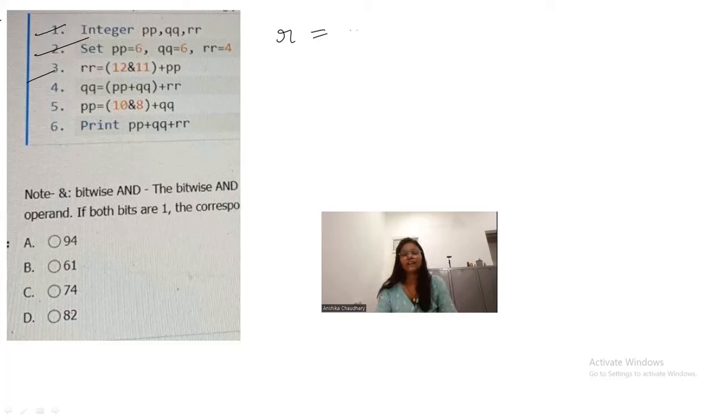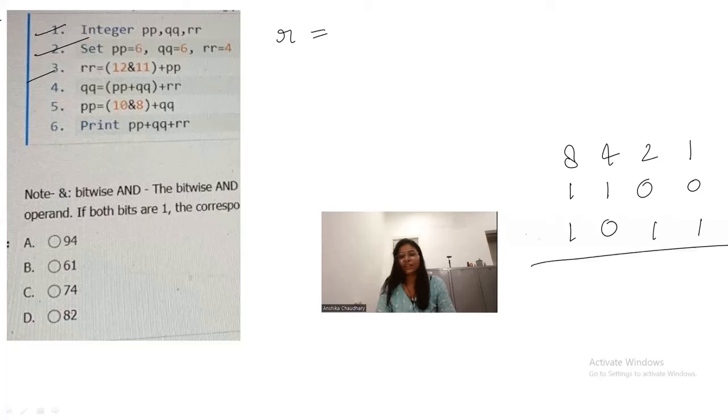So 12 and 11. So let's first convert them into binary. Why? Because this is the bitwise AND. So we need to convert them into binary. So 12 in binary will be 8421. This is the shortcut to convert them into binary. So to make 12, what will we do? We will use 8 plus 4. So we will mark the 1 and 1, and the remaining places are 0. And for 11, 8 plus 3, right? So 8 plus 3, and this one is 0. So let's find out the AND.